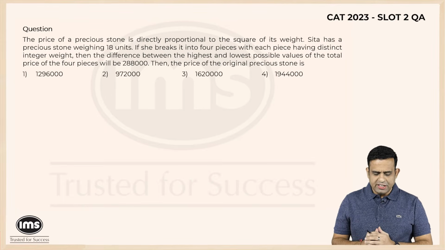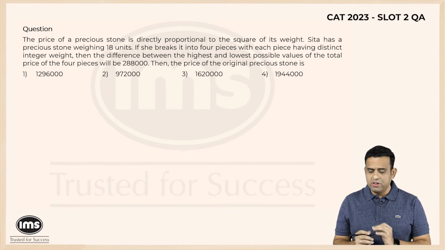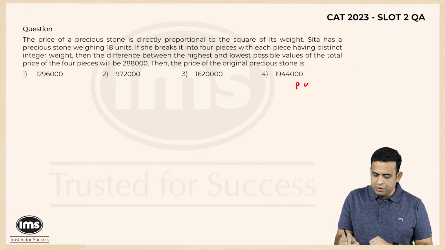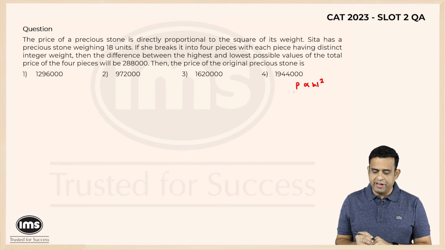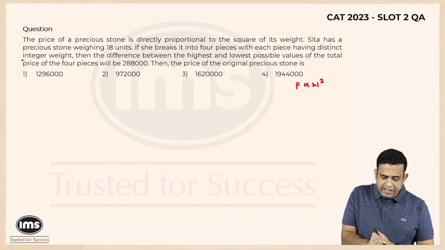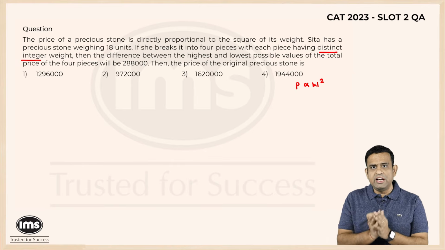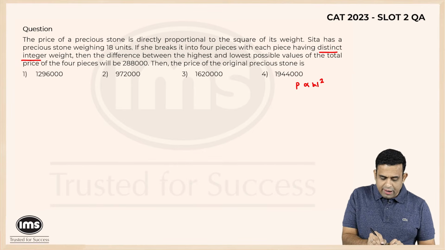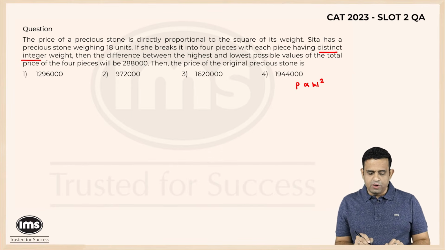In the next sum, it says that the price of a precious stone is directly proportional to the square of the weight. So price is proportional to the square of the weight. If Sita has a precious stone weighing 18 units, she breaks it into 4 pieces with each piece having a distinct integer weight. So please note the word distinct is important. At the same time, the word integer is also going to be important.